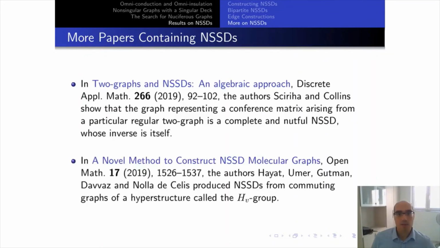There are other papers that contain NSSDs. These are two of them. The first one notes that certain conference matrices arising from regular 2-graphs happen to be complete and not full NSSDs whose inverse is themselves. And in the very recent paper, outlined in the second part of the slide, we have another way of producing molecular NSSDs from the commuting graphs of hyperstructures called HP groups.